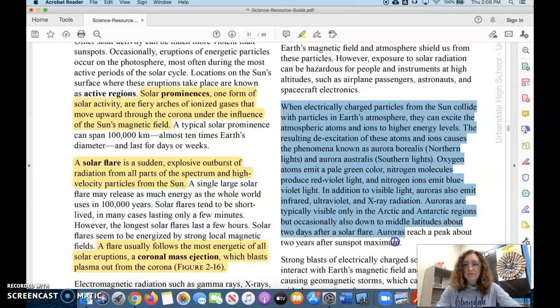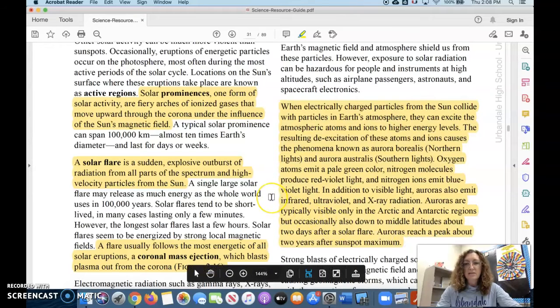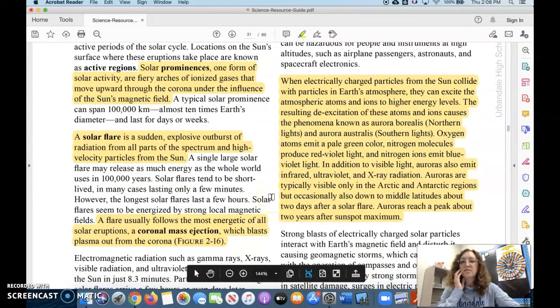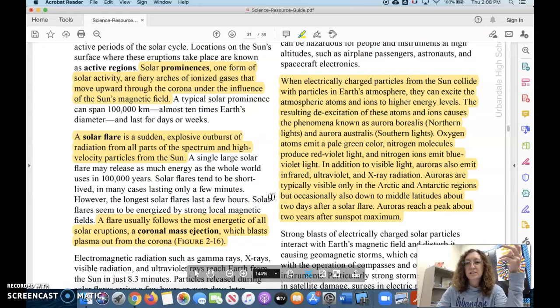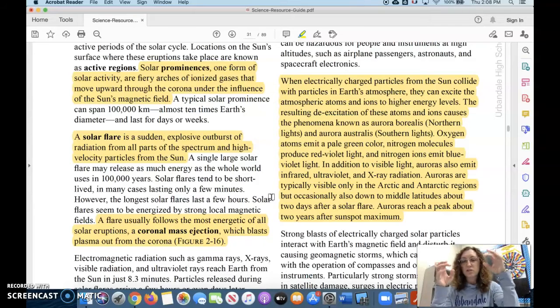This is something kind of fascinating. I always wondered how this worked, but I never really knew it. When electrically charged particles from the sun collide with particles in the Earth's atmosphere. So what's happening here, all this crap is coming off of the sun, okay? And it comes all the way to Earth. It makes it that far. So when that junk, that garbage from the sun is spewed out and lands in Earth's atmosphere, that causes our own atmosphere's atoms to get excited, okay?